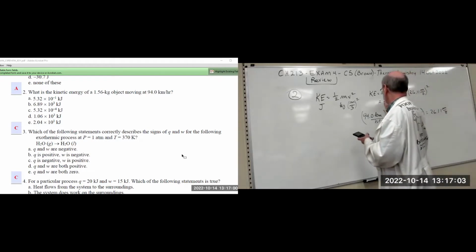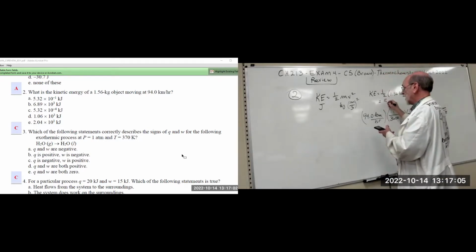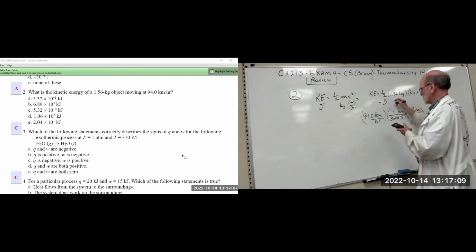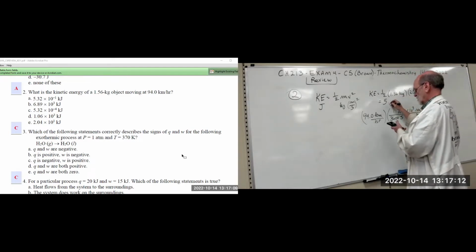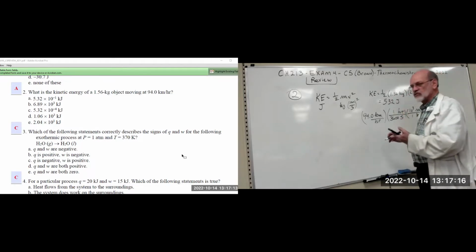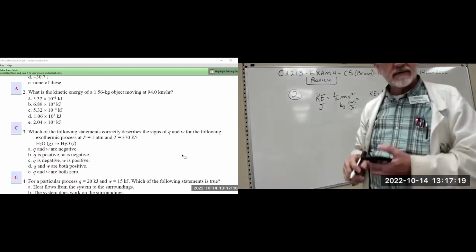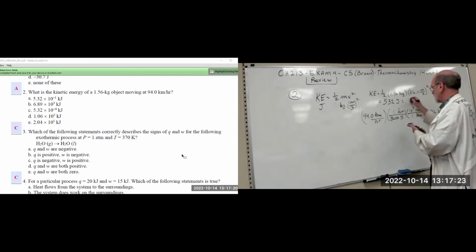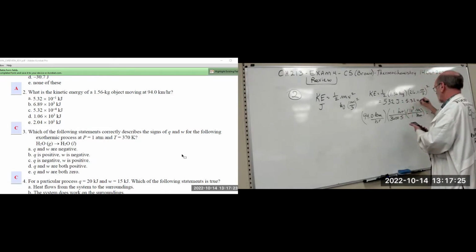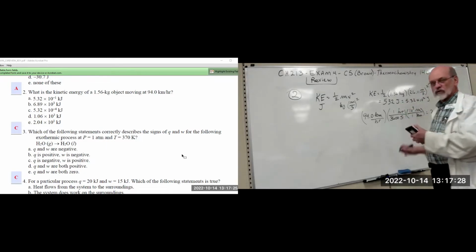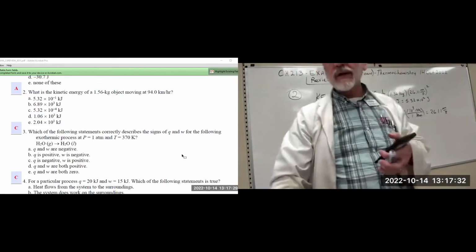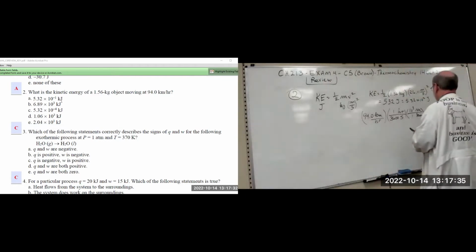So I get, 3 significant figures, 532. 532 joules. Or, looks like it's in scientific notation, so let's do that. 5.32 times 10 squared joules. Oh, kilojoules. All right.